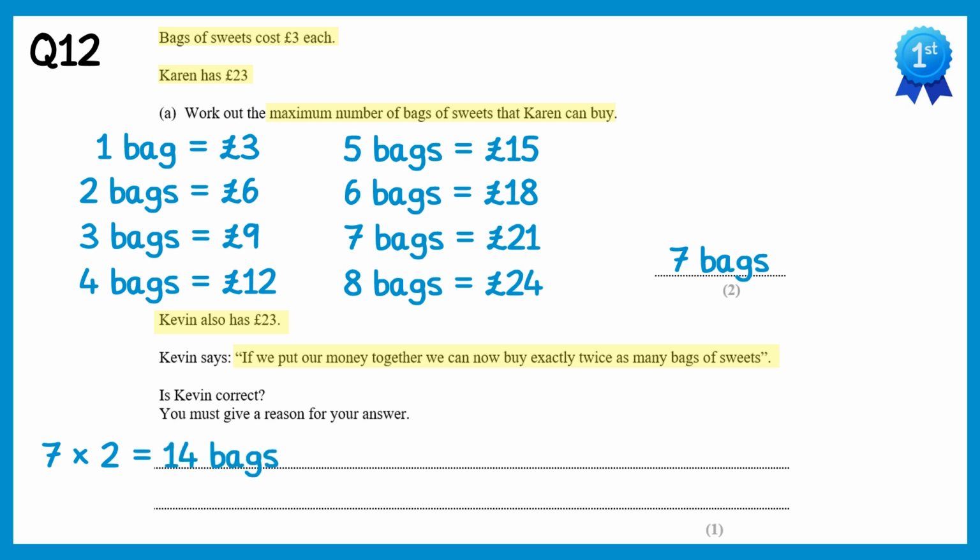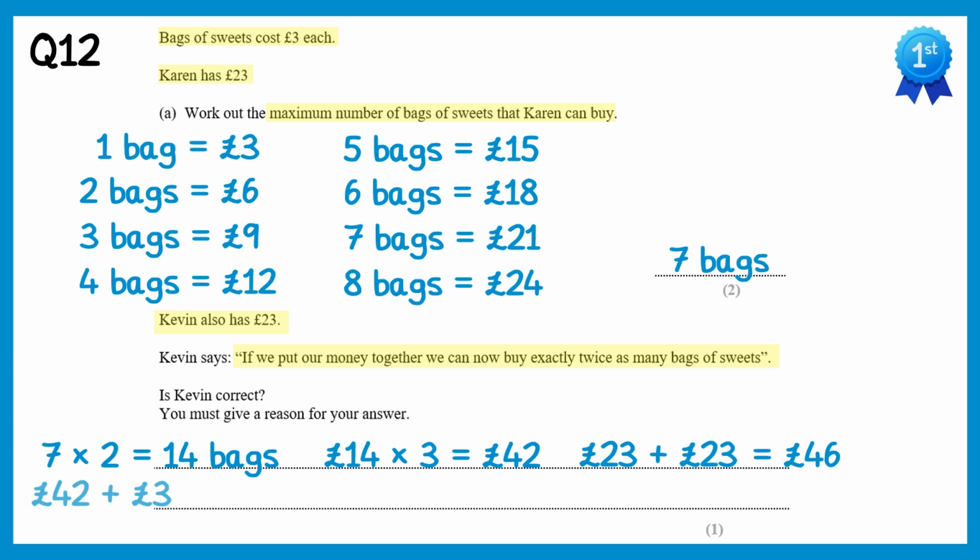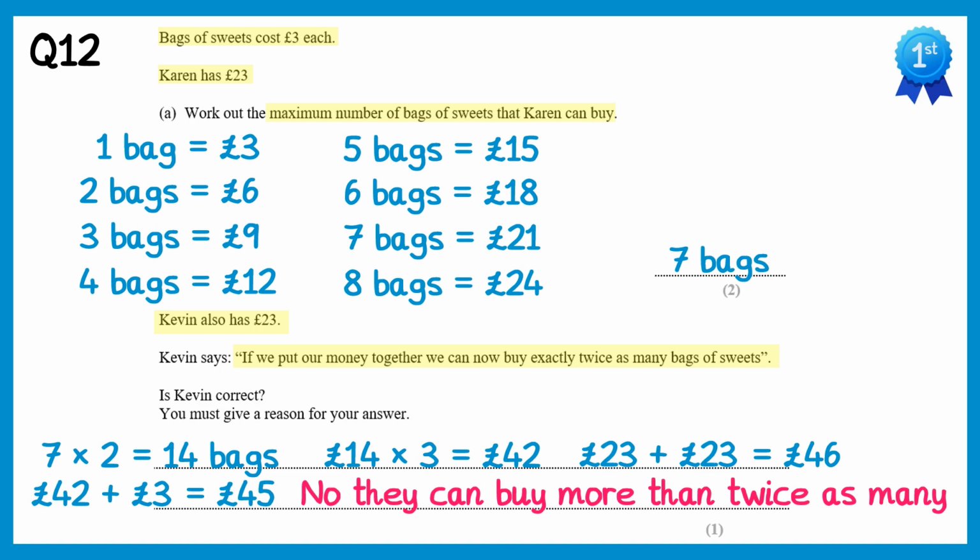Now 14 bags of sweets would cost 14 times £3, which is £42. And if we work out the amount of money that Kevin and Karen have, that's 23 add 23, which is £46. So Kevin is suggesting they could spend £42, but actually they have £46. So they could buy an extra bag, since £42 plus £3 is £45. So Kevin is actually wrong, so we'd put a statement something like, no, they can actually buy more than twice as many, or perhaps they could buy an extra bag.